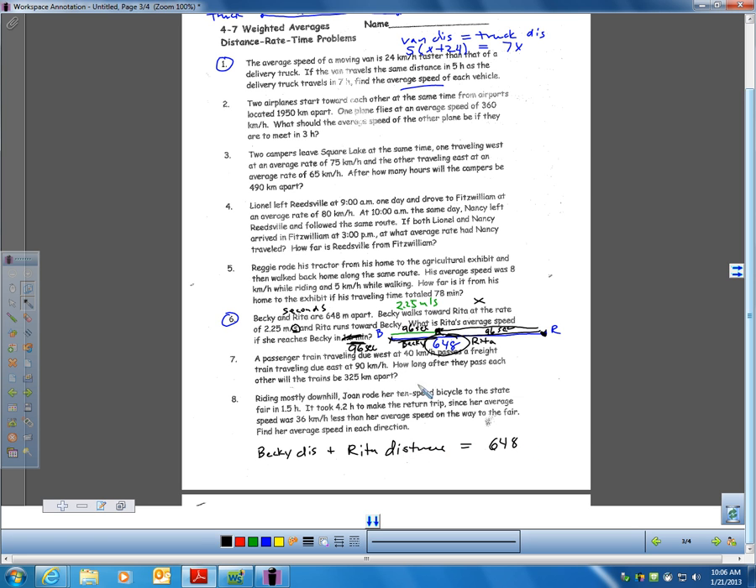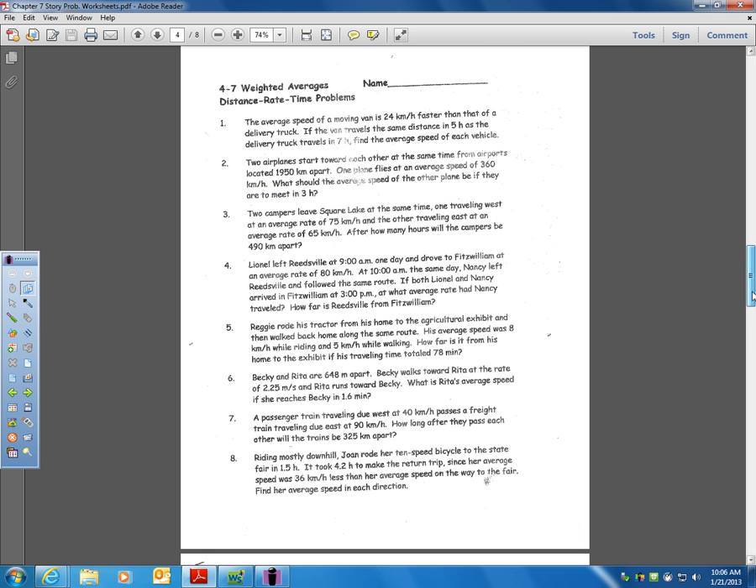Well, Becky's distance, remember, distance equals rate times time. Becky's rate and time are right here. Her rate was 2.25, and her time was 96 seconds. Rita, her rate was x, and her time was 96. All you need to do is simplify and solve that equation, and once you find x, you will find Rita's average speed. Okay? So I'm not going to do another one on that sheet. I think that's good there.